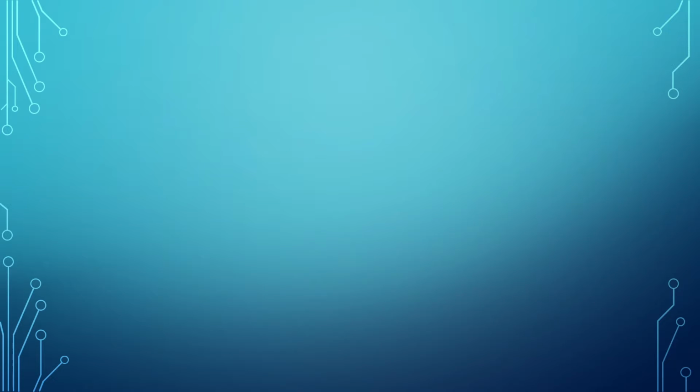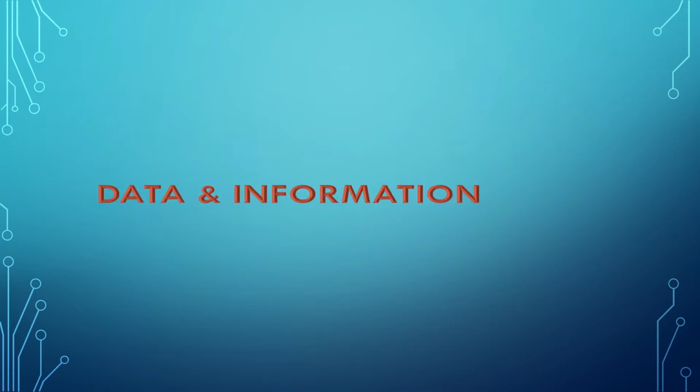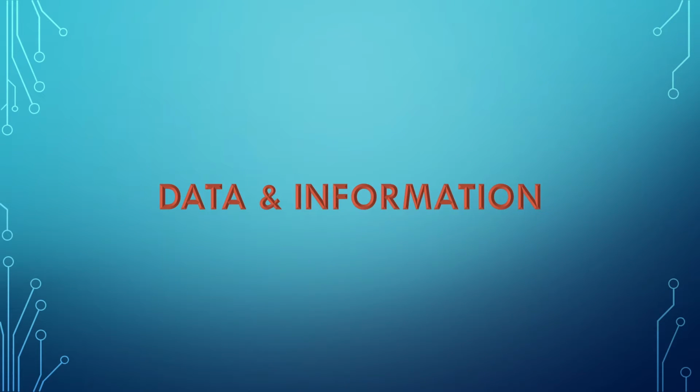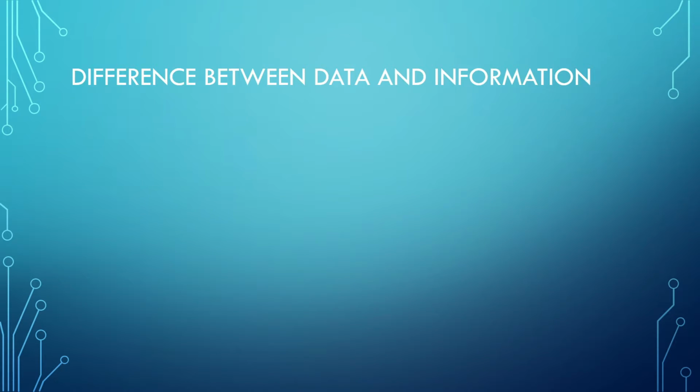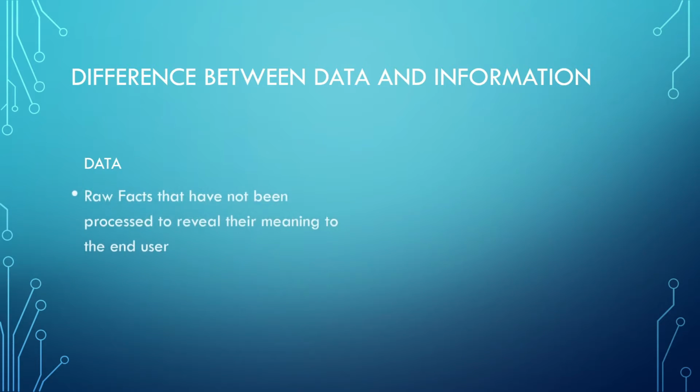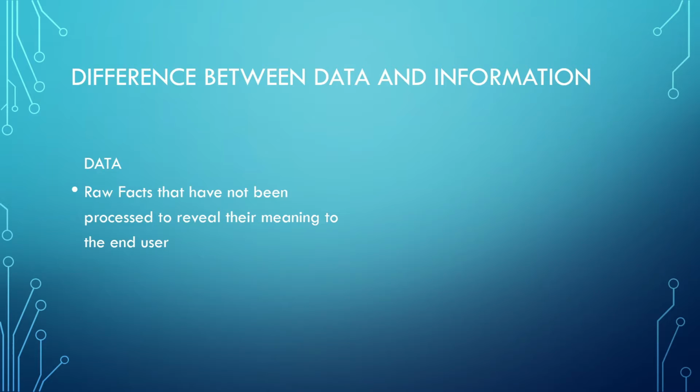So the two things we're going to focus on in this little video are data and information. We're not going to be focusing on a lot, just these two, because these two are the most crucial aspects of any database. So what's the difference between data and information? Data is raw facts that have not been processed to reveal their meaning to the end user, and it is the building blocks of information. You can think of data as the fundamental things you need before you can get to your information.